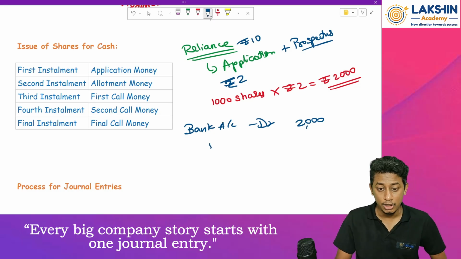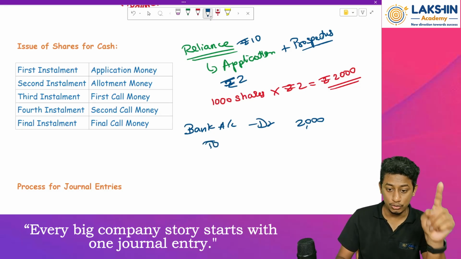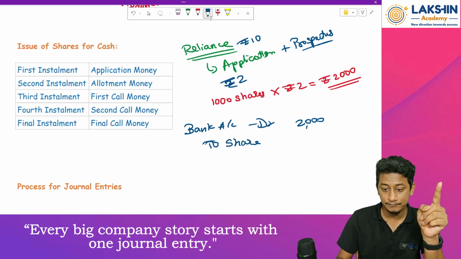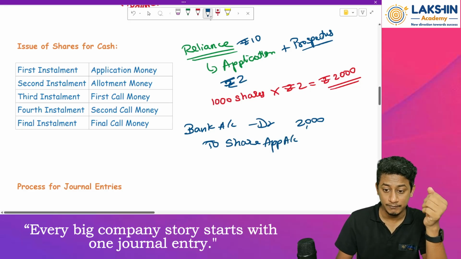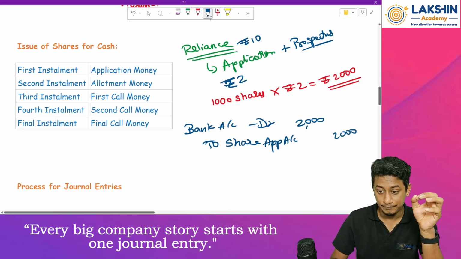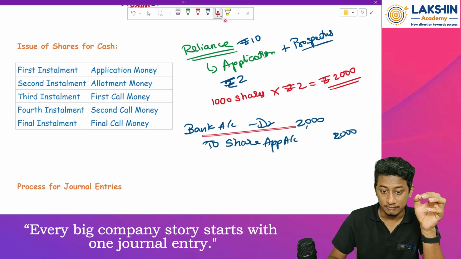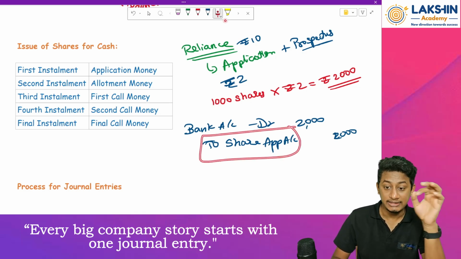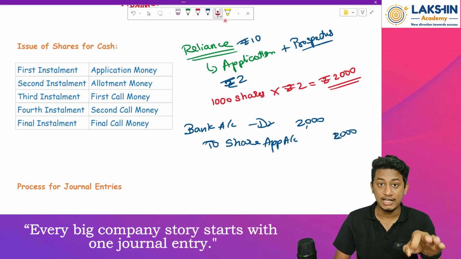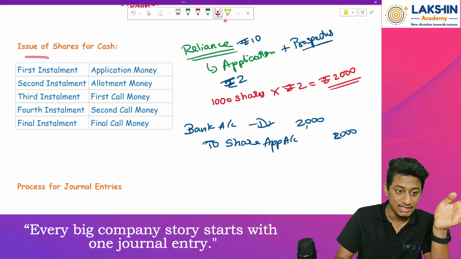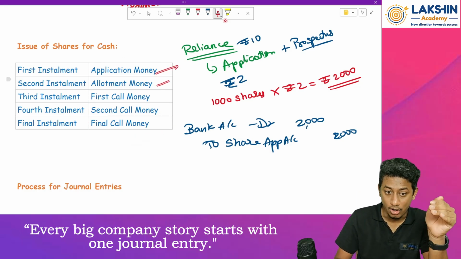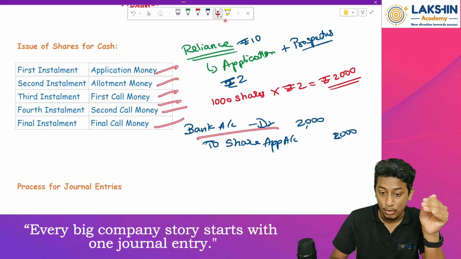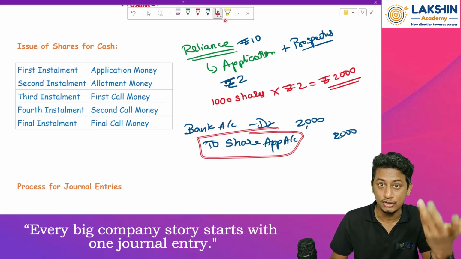Okay. Now, to what, sir? To something called share application account, rupees 2000. So why do we create this account? This account is created to have a clear bifurcation in all the different steps. See, there are these many steps, right? So to have clarity in all these steps, what do we do? We open a notional account. It is a notional account basically.